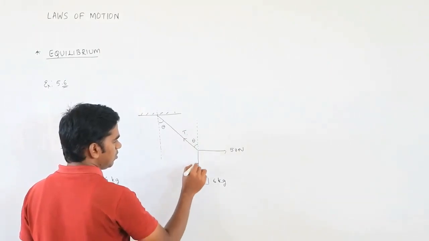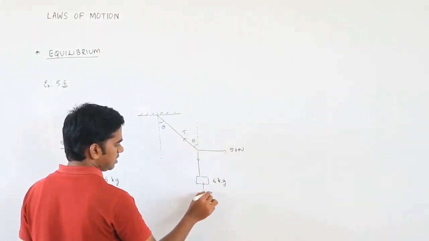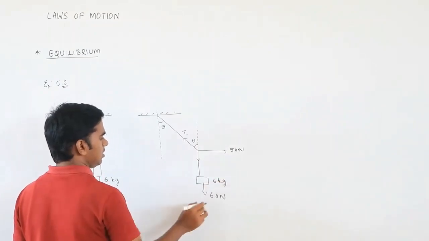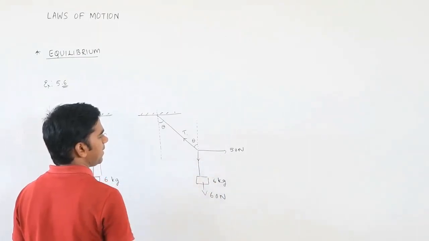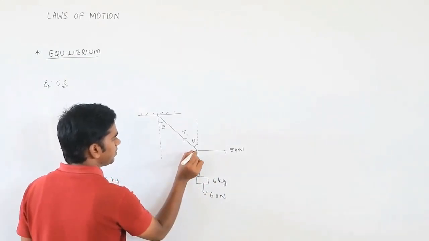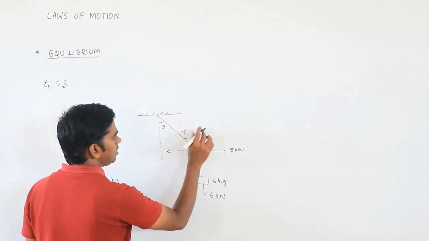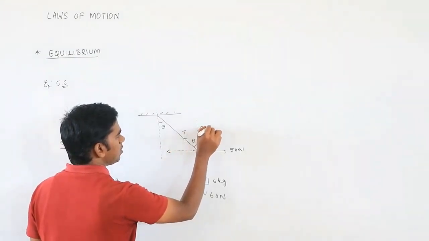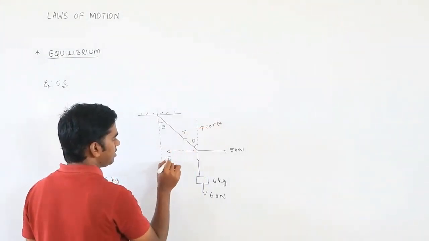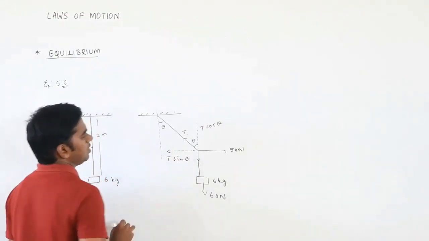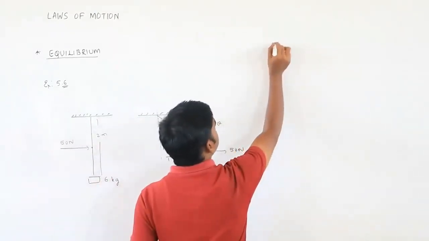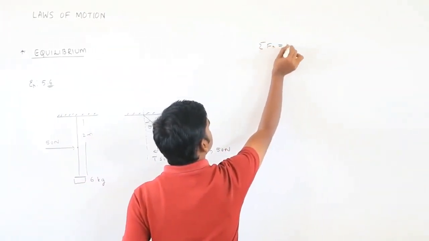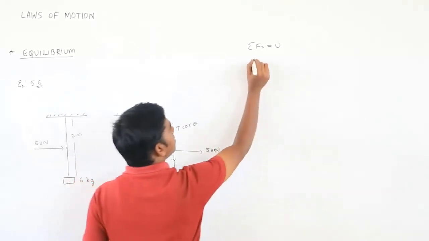And here what is the downward force? The downward force is 60 Newton, since 6 into 10 is 60 Newton. And here 50 is there. So what is its component? Its component here is T cos theta, and here its component is T sin theta. So, for the equations, what you have to do is sum of Fx equals 0. Sum of Fx: on this side 50 is there.